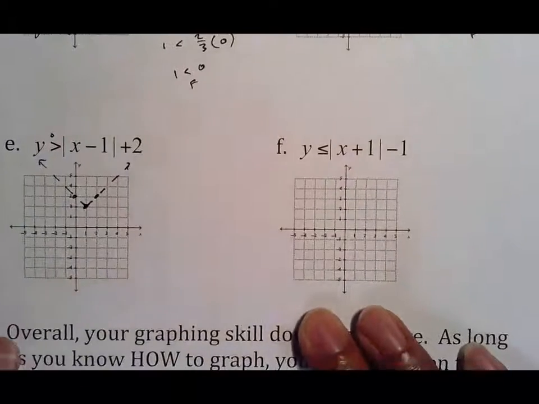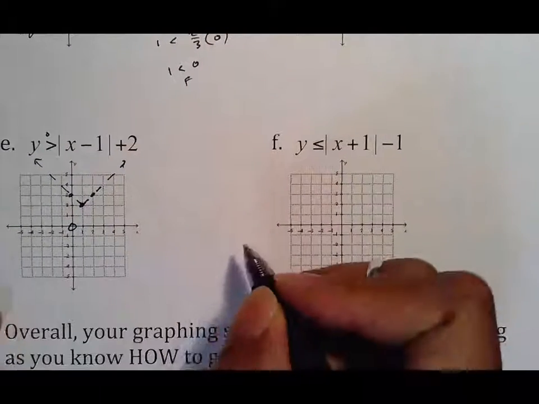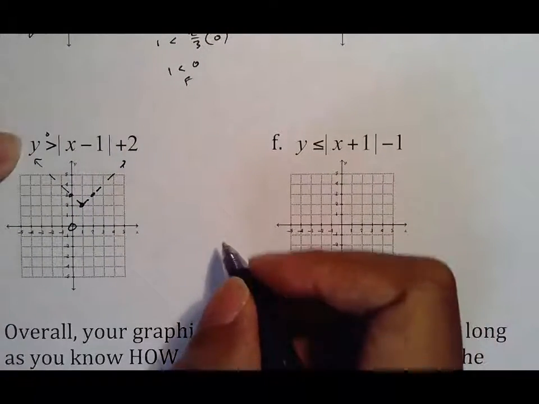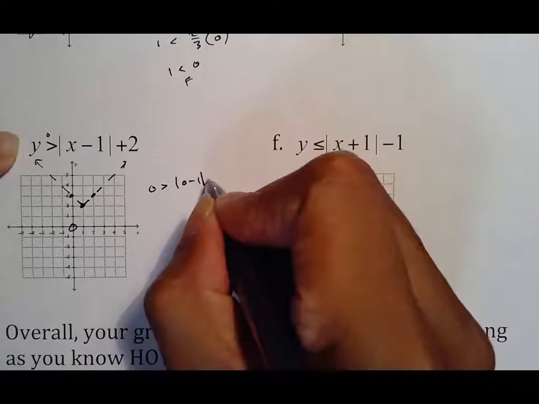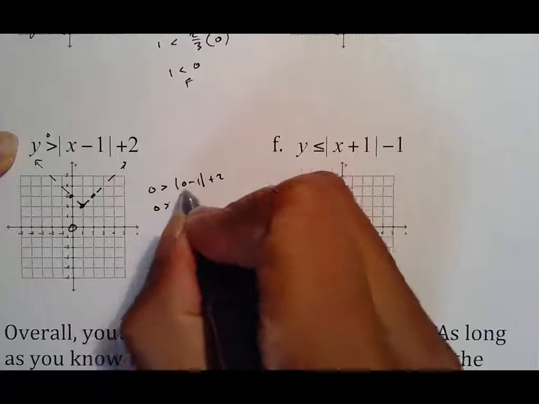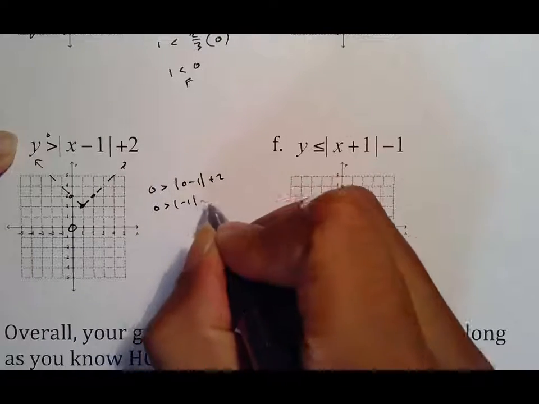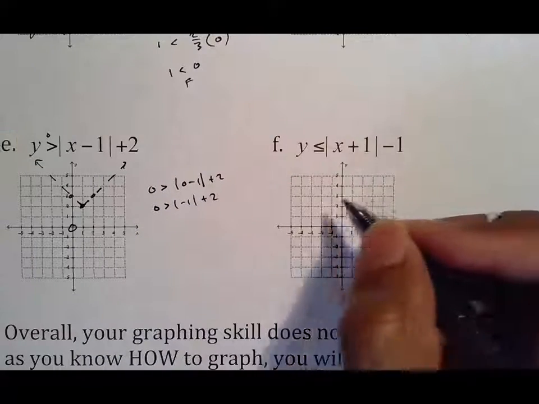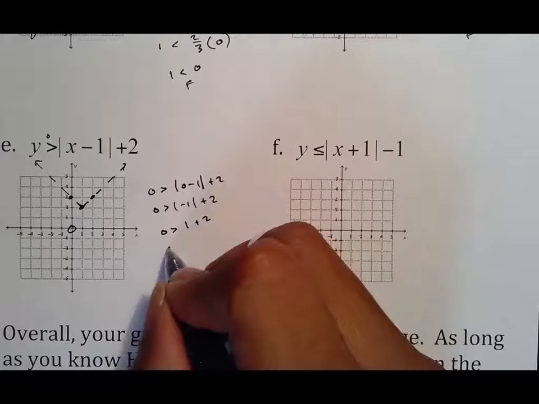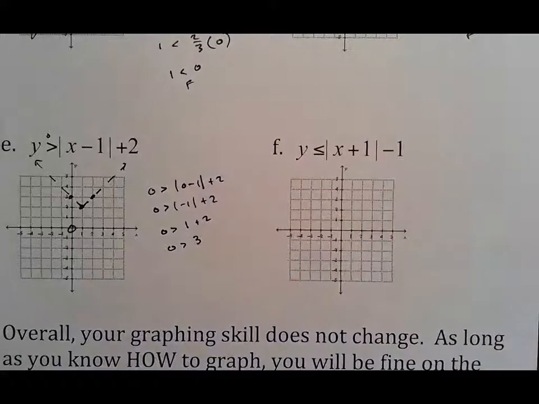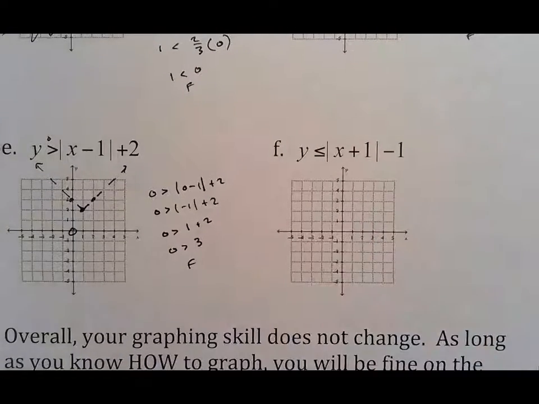And the last thing I want to do is check. Again, the easiest point to check is always 0, 0. So 0 is greater than absolute value of 0 minus 1, plus 2. 0 is greater than, that would be -1 plus 2. The thing you got to remember is that the absolute value of 1 is 1 plus 2, which means that 0 is bigger than 3. That, as we know, is false.